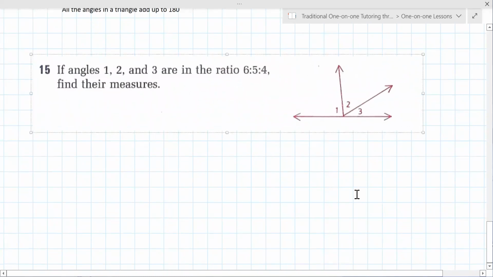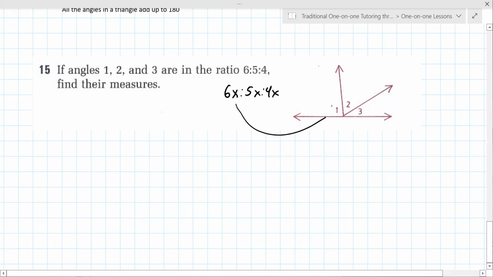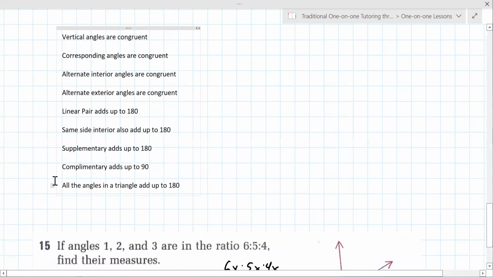New question for you to consider here. It says, if angles 1, 2, and 3 are in the ratio of 6, 5, and 4, find their measures. So whenever things are in a ratio, you're allowed to add a variable here: 6x, 5x, and 4x. And that's what you want to use for each of those. Now, what do the three angles add up to? 180. Now, which of these is it? It's one of these down here.